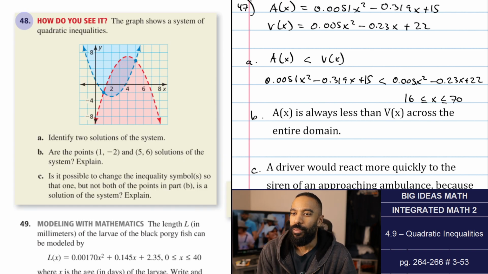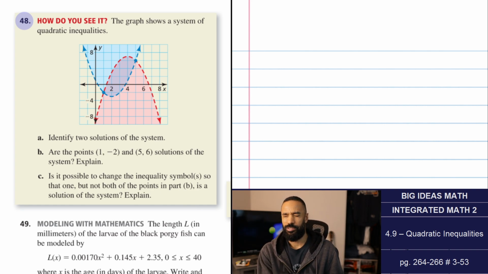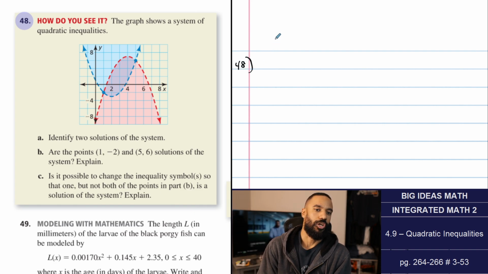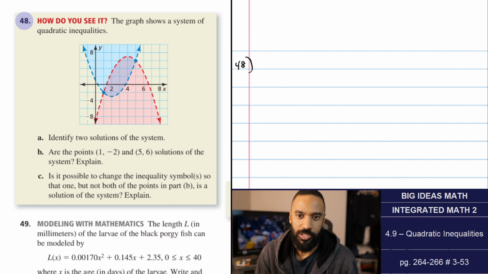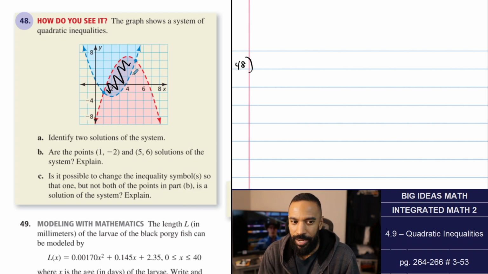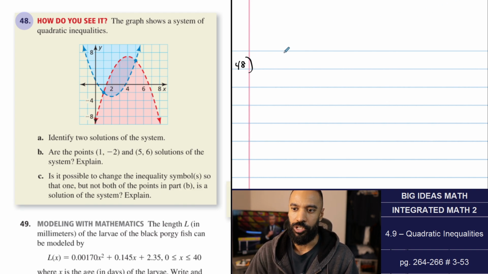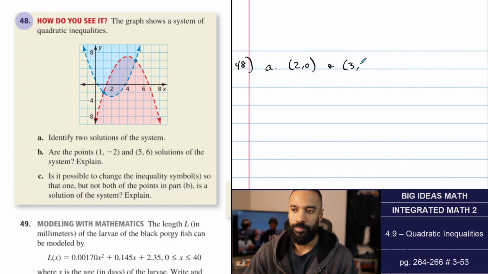All right, number 48. I think six problems to go. How do you see it? The graph shows a system of quadratic inequalities. Identify two solutions of the system. So we're all about the overlapping shaded region now. Anything in here, not including the dotted lines that bound it, would be part of the overlapping shaded region. So solutions include, I could say, (2, 0), and let's do (3, 2). There you go.